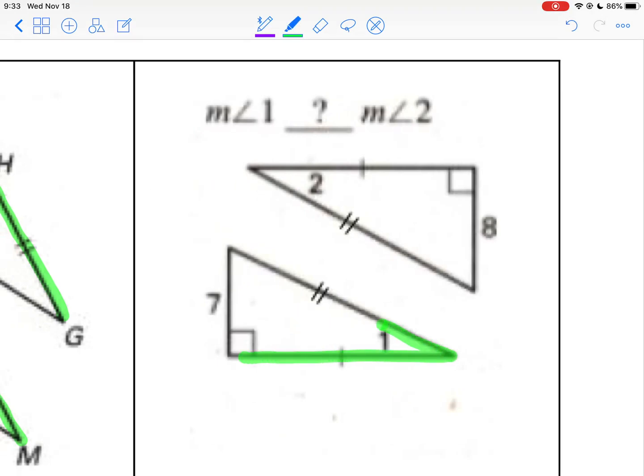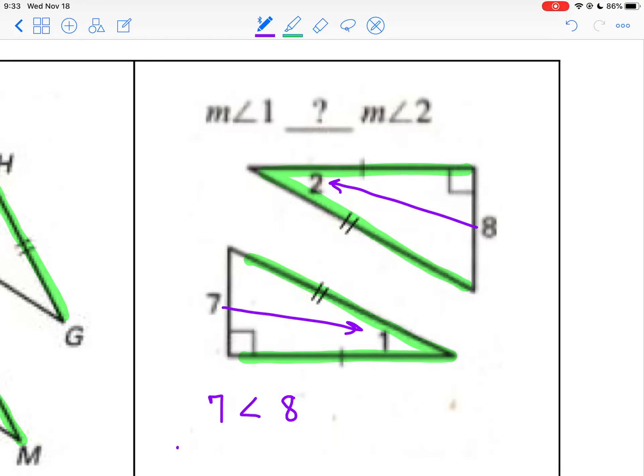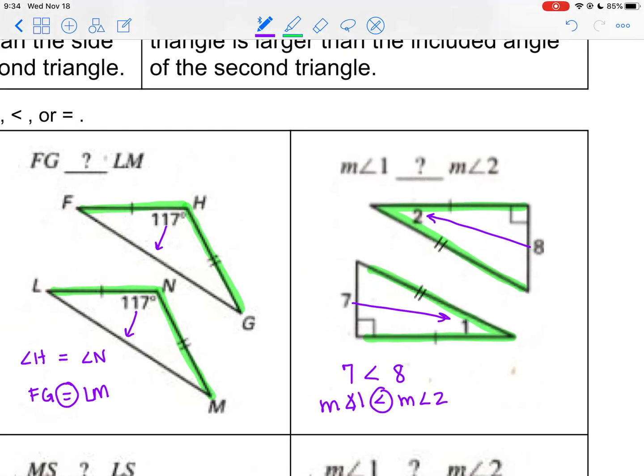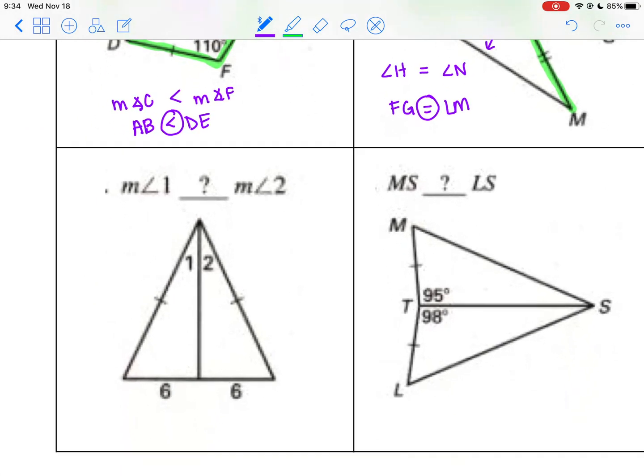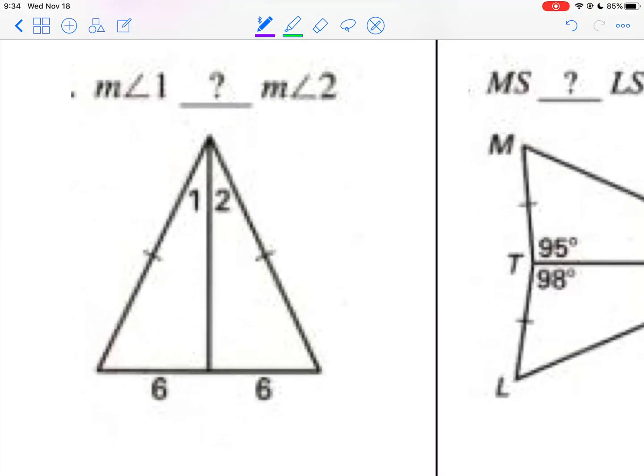All right, in this one, we're going to figure out some information about angle 1 and angle 2. So here, we're given the opposite side. So if I look at this one, the side opposite of angle 1 is 7. The side opposite of angle 2 is 8. So since 7 is less than 8, the measure of angle 1 will be less than the measure of angle 2. So we are comparing the information that we have. In that one we had side lengths.